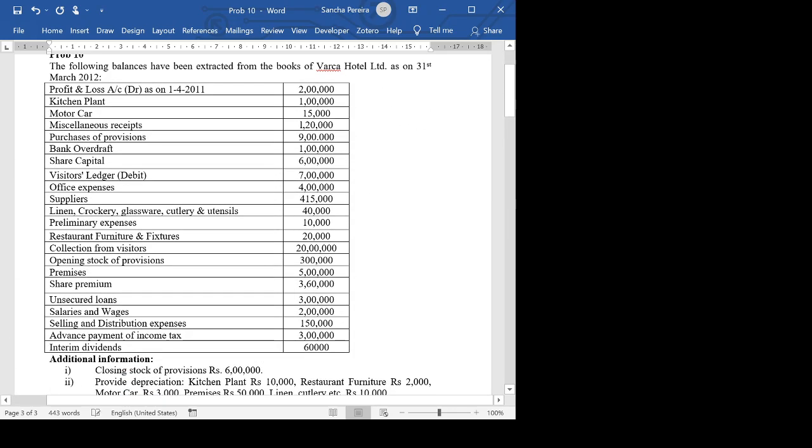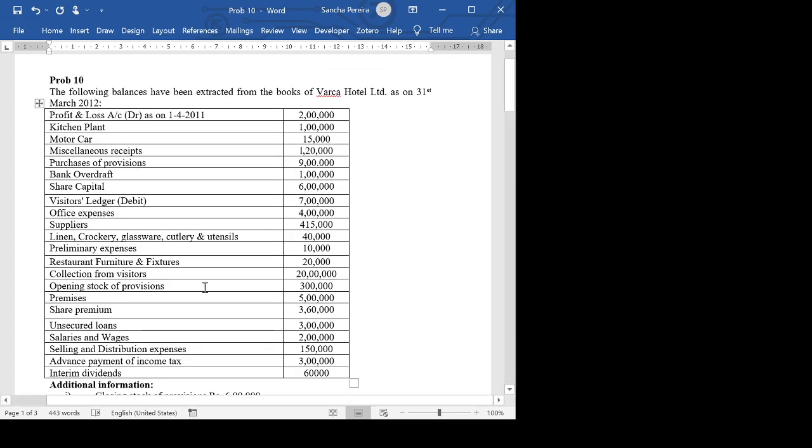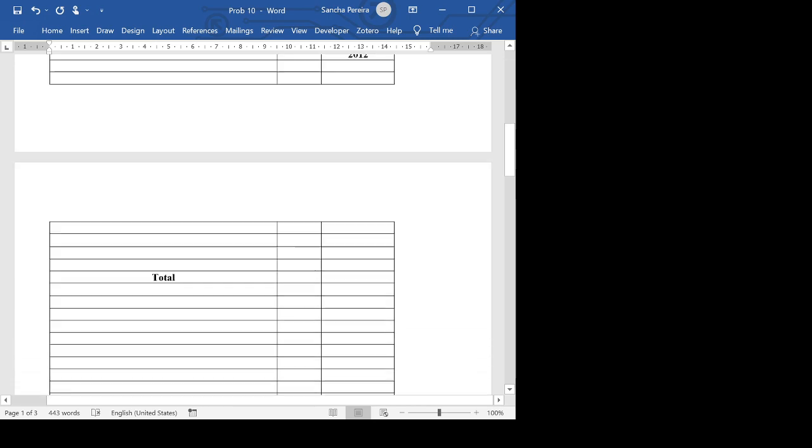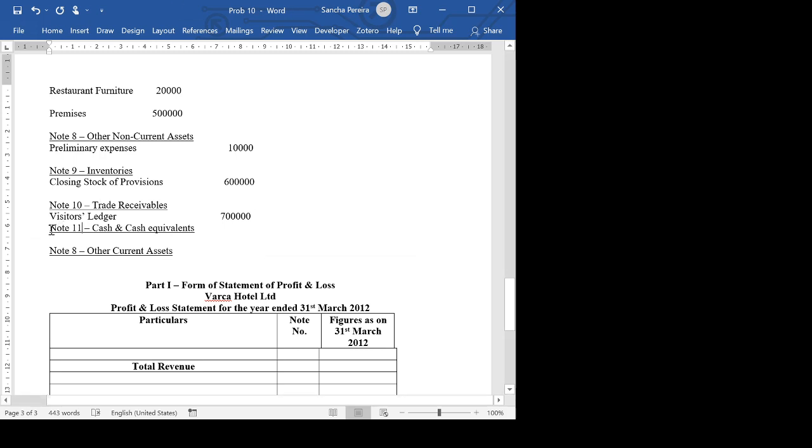Cash in hand, cash at bank. I think we don't have cash in hand or cash at bank given in this problem, so we won't have that note. That note won't be required. Cash and cash equivalents. Then we have short-term loans and advances.